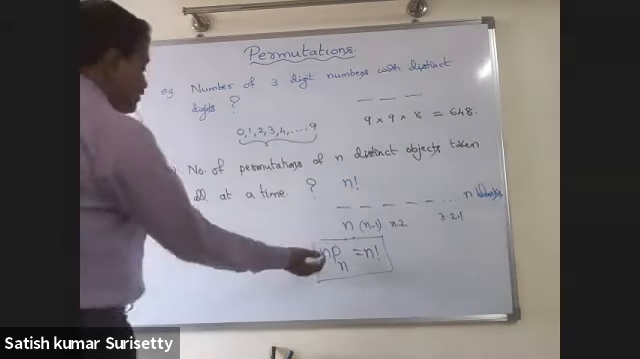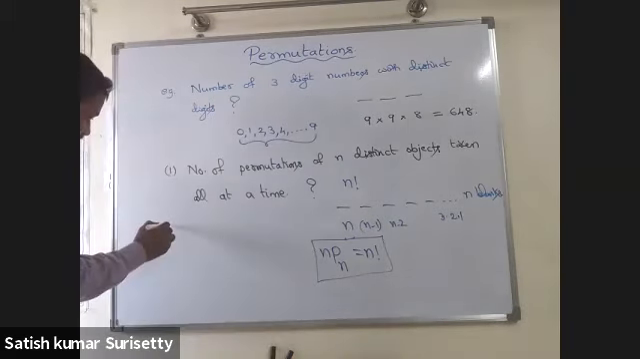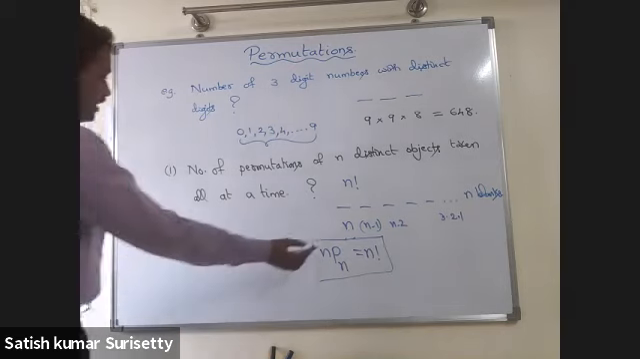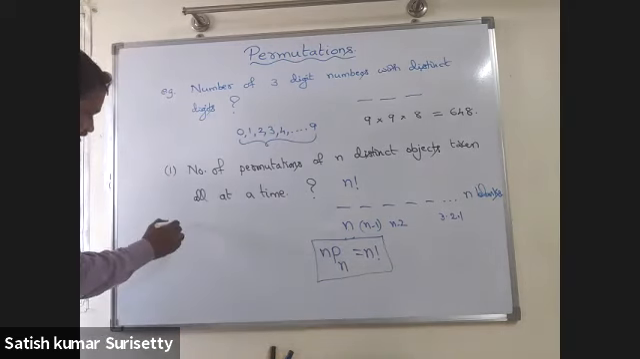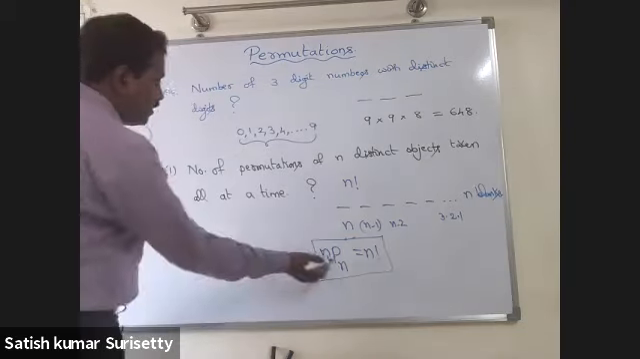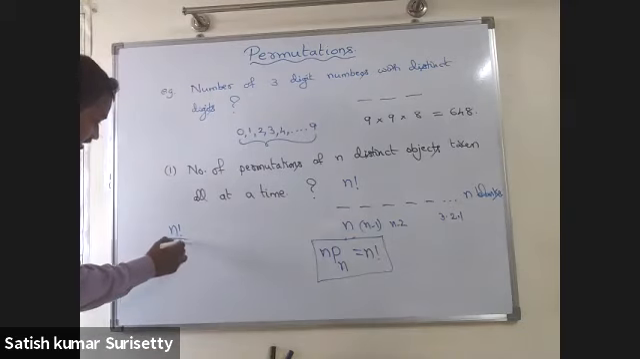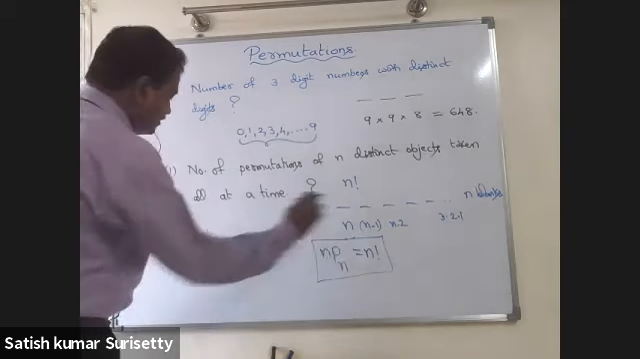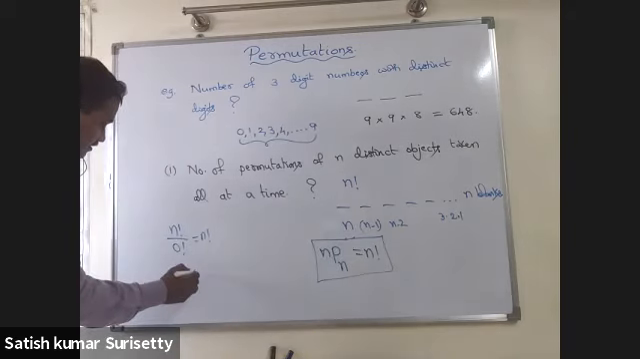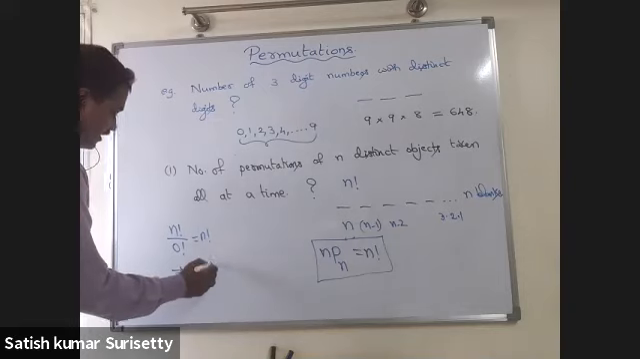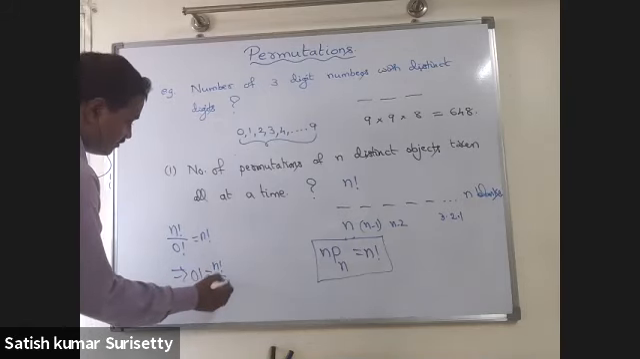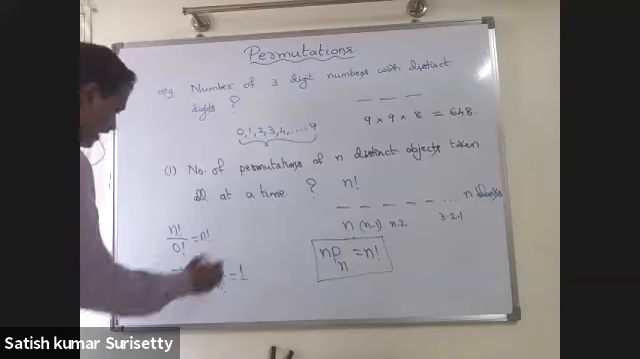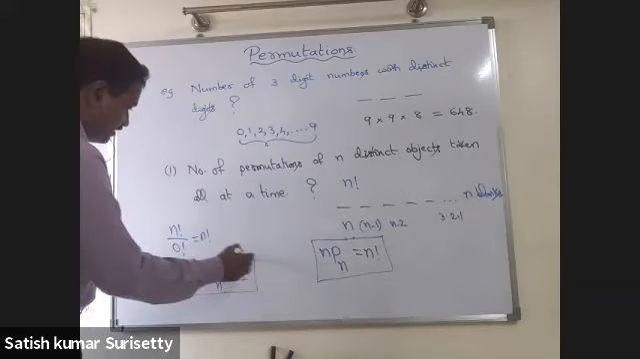Now if I apply the formula which you have written before, nPr, for nPn it will be n factorial upon n minus n, that is 0 factorial, equal to again n factorial. That means from this also I can show 0 factorial equal to n factorial upon n factorial, which is 1. This is another way of showing 0 factorial equal to 1.